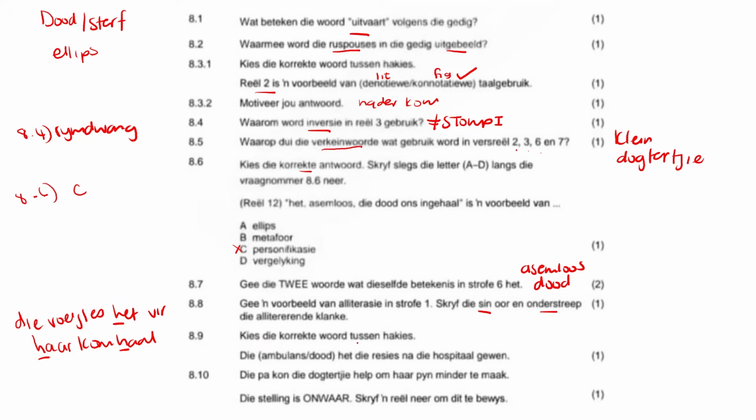8.9. Kies die korrekte woord tussen hakies. Die ambulans of dood het die resies na die hospitaal gewen. Who won the race to the hospital? Was it the ambulance or death? It was definitely death.